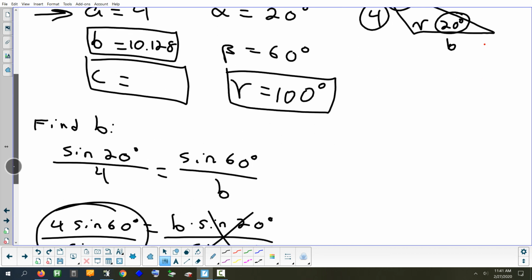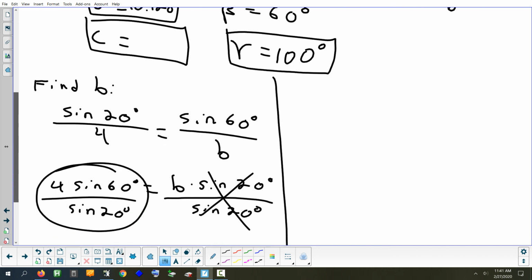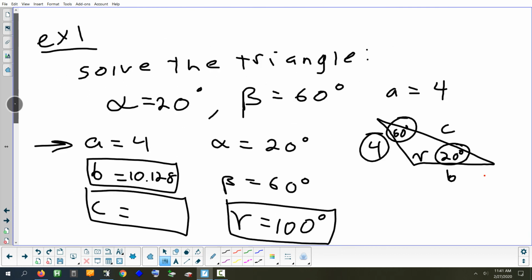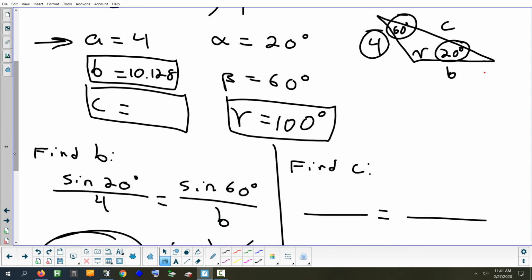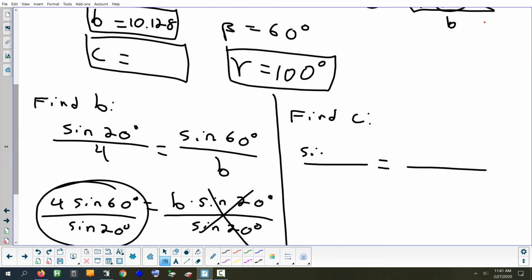So now you're going to find C, the same way you just found B. Set up a proportion. You're free to pick any row that has everything in it to start. How many rows do I have that have everything in it here? 2. Which row should I pick? A. Yeah, we should go with row A because first of all it was given, and second of all, there's no decimals. So sine 20 over 4, just like we did the first time.